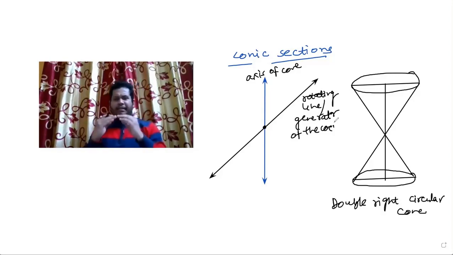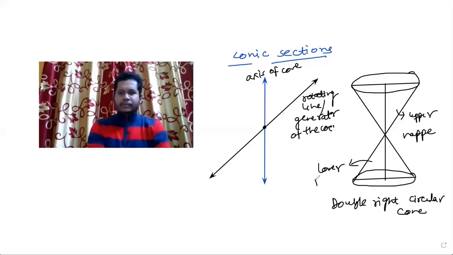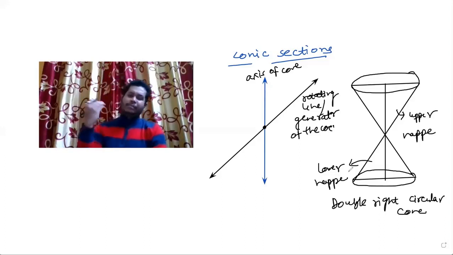Now this double right circular cone that we are getting, as you can see, has two parts, right? One is the upper part, one is the lower part. If I just observe the upper part, only the circular part, then this part is called the upper nap. And this lower one is called the lower nap. So this is basically a double right circular cone.